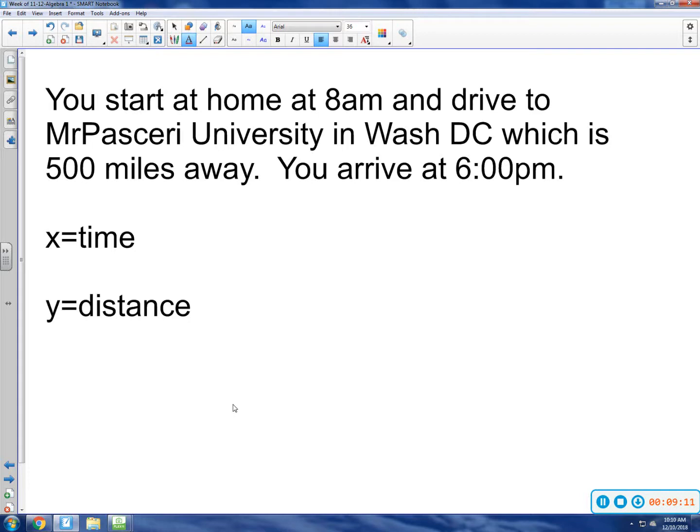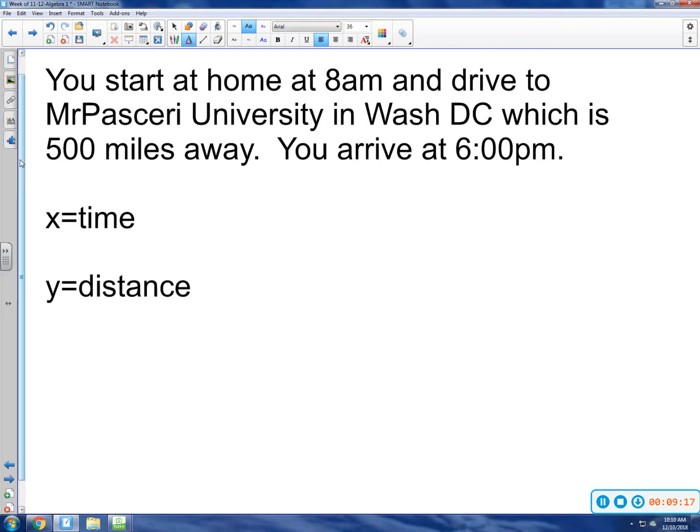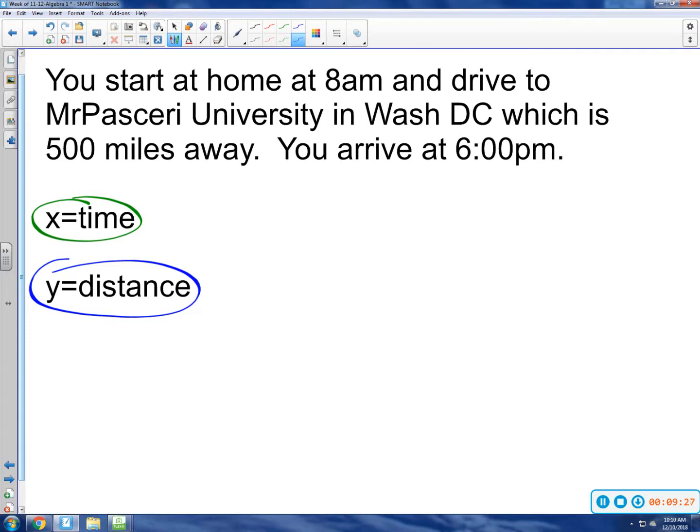Lastly, I want to talk about this problem right here, okay? I want x to be relevant to time. So I want everything that's in time to be an x variable, okay? And anything that's distance, I want that to be y. So anything that's distance is y, okay? So let's talk about this. Let's read this word problem.